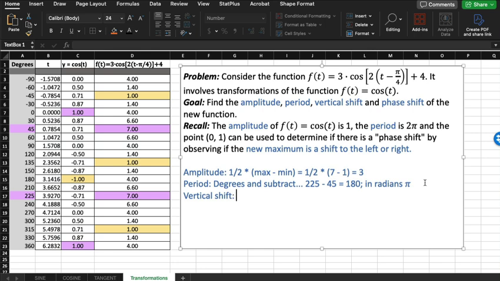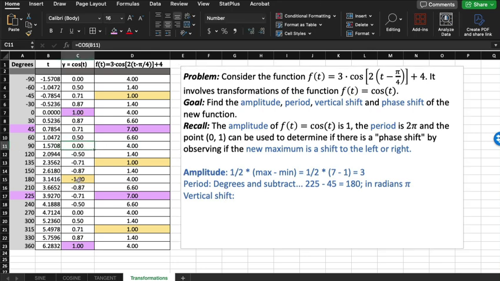This is a little bit more complicated to look at, especially if you're just looking at the chart here, because it's not going to be how much the maximum changed by, because the maximum value went from positive 1 to positive 7. But if you recall, the amplitude also changed. So because the amplitude changed, we can't use the maximum value or the minimum value to determine what the vertical shift is. What we need to do is figure out where the 0 point went to.